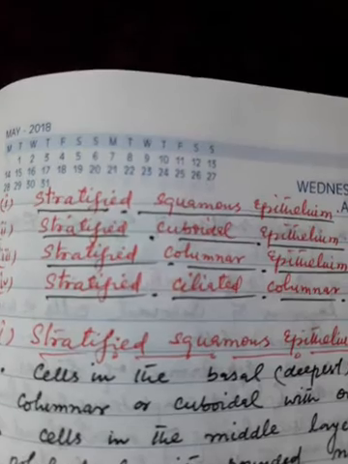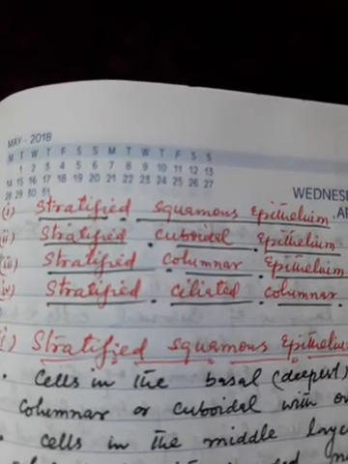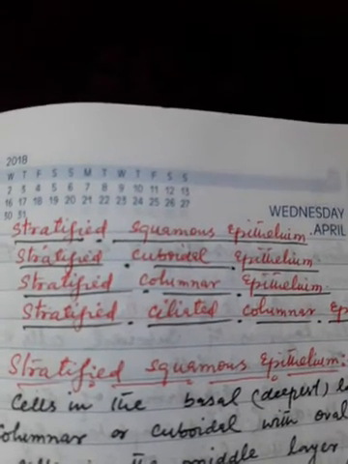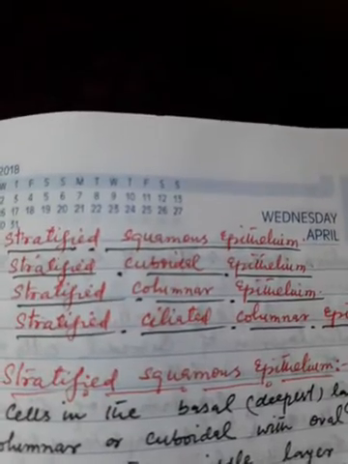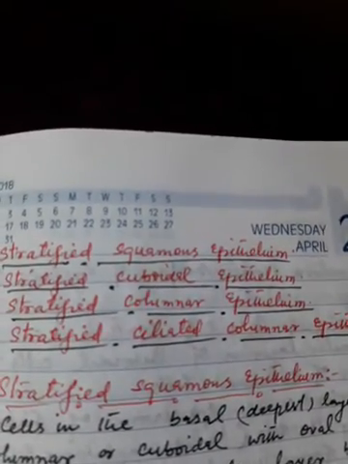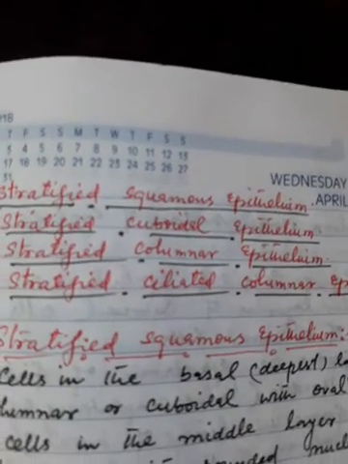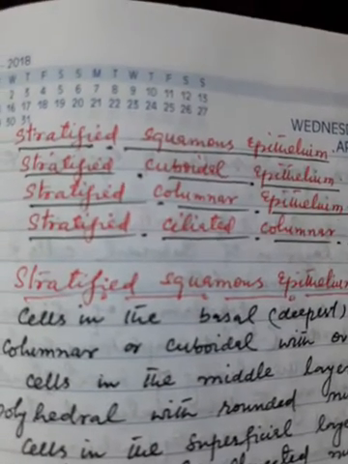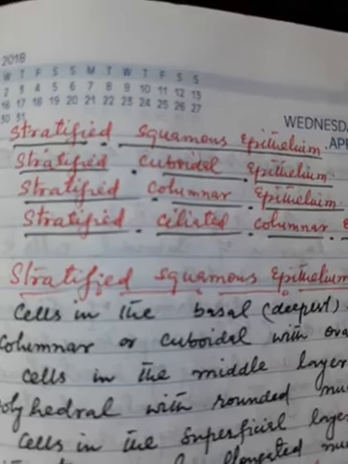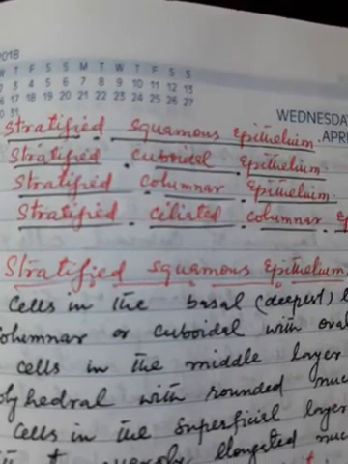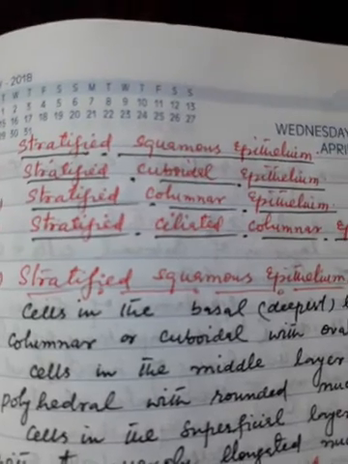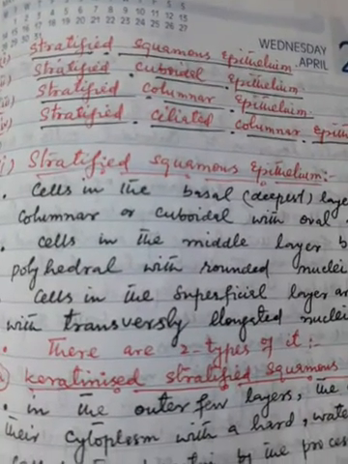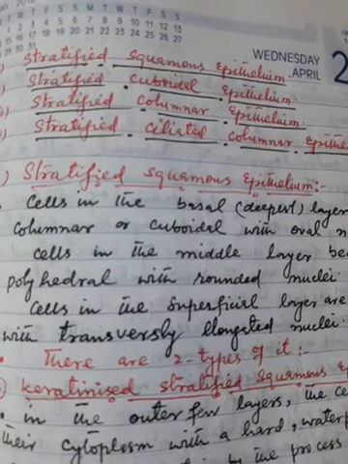We are having today's offline class about the various types of compound epithelium. Compound epithelium, on the basis of the shape of the cells in the superficial layers, is classified into four types. These four types are stratified squamous epithelium, stratified cuboidal epithelium, stratified columnar epithelium, stratified ciliated columnar epithelium. Now, the first, stratified squamous epithelium.